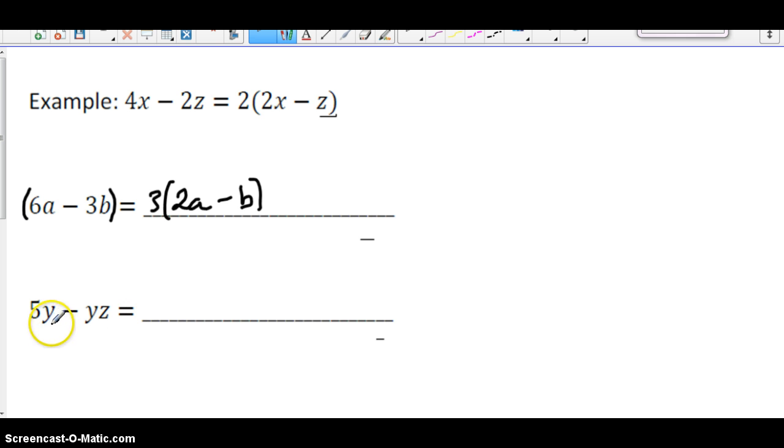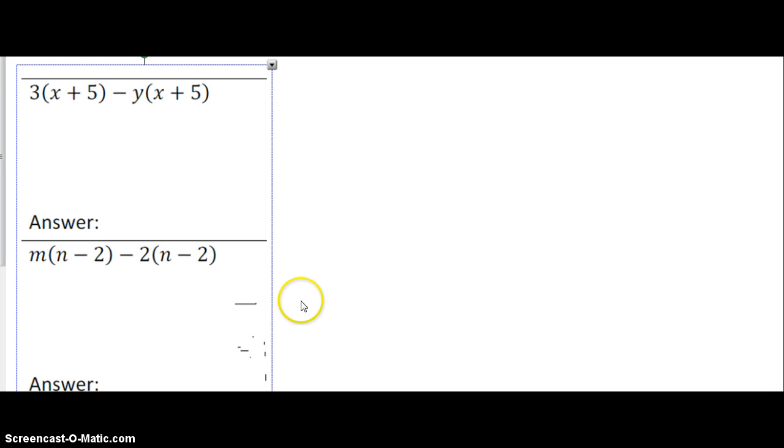Next one, you can see that they have a y in common here and here, so I'm going to factor out that y. And then 5 times y is 5y, and z times y is yz. That's your basic factorization of these simple binomials.